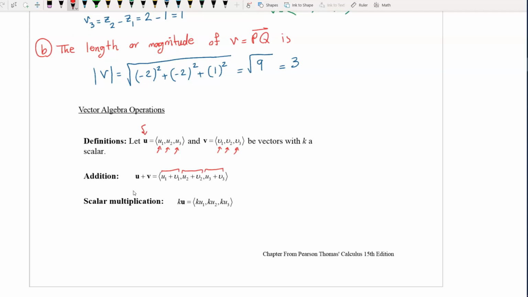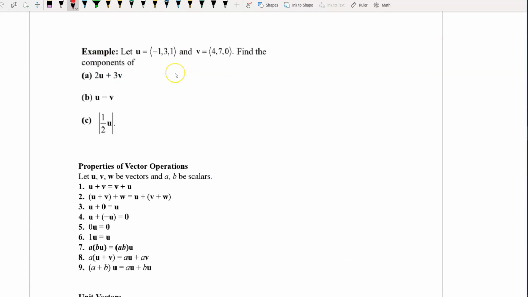And we're gonna multiply each one of these by k. So here in this case, we have k times u1, k times u2, and k times u3. Let u equal to negative 1, comma 3, comma 1, and v equal to 4, comma 7, comma 0. Find components of part A, 2 times u plus 3 times v.